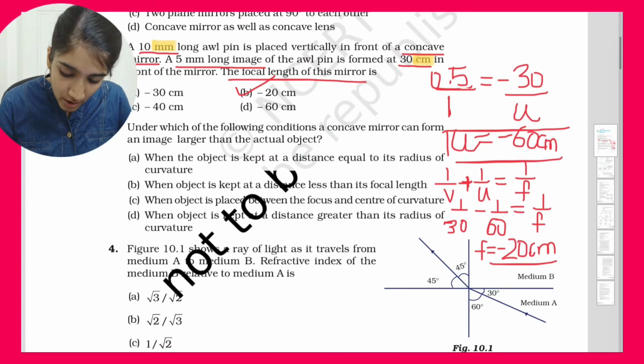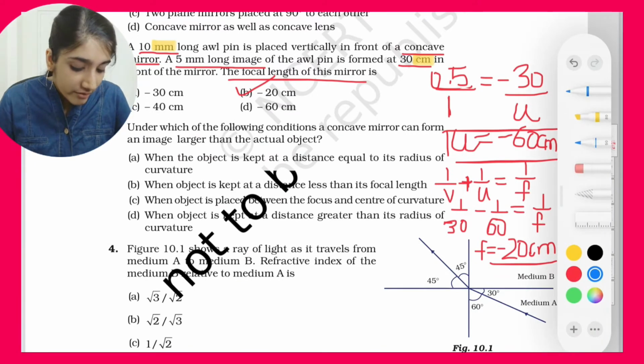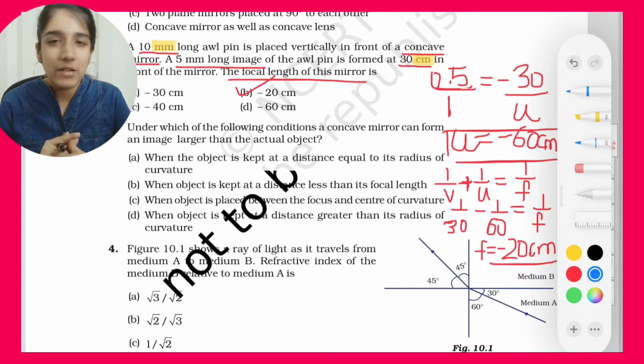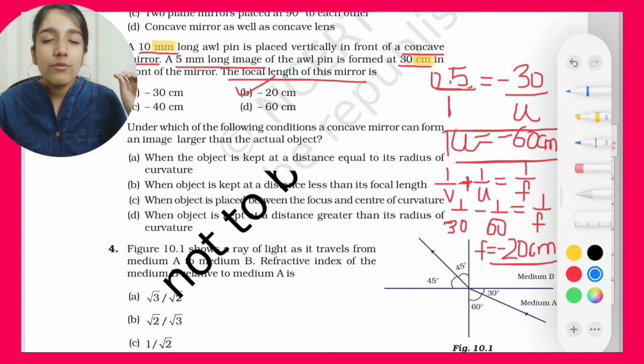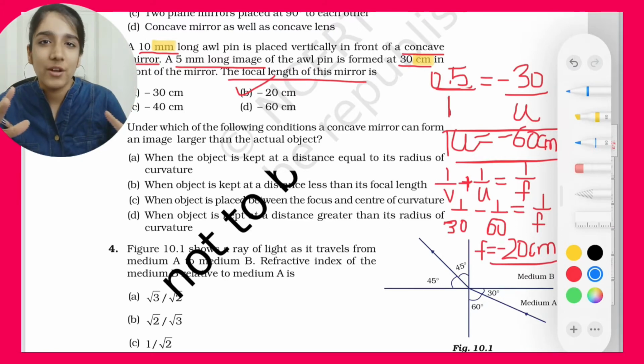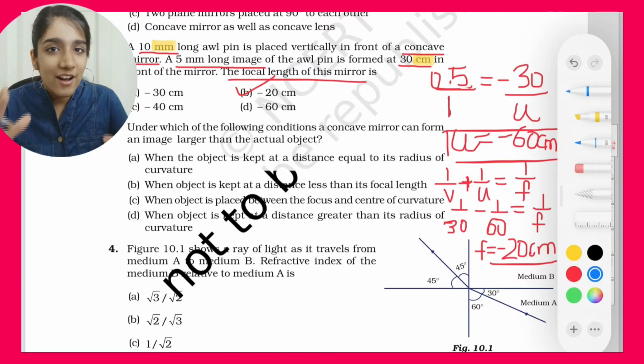The third question says, under which of the following conditions a concave mirror can form an image larger than the actual object? So which case was it? Now let's go back to the ray diagrams that we discussed earlier. So in which case was the image larger? Now imagine that your object is placed between the focus and the center of the curvature. Was the image larger than the actual object? Yes, the image that we got was real, inverted, and it was enlarged, right?